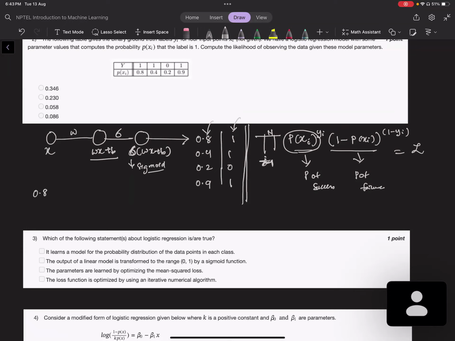So P of xi is 0.8, yi is 1, and 1 minus 0.8 is 0.2, but it's to the power 1 minus 1, which is 0. Second is 0.4 to the power 1, and the other term to the power 0. Third is 0.2 to the power 0, 0.8 to the power 1, and fourth is 0.9 to the power 1. And these are all multiplication.